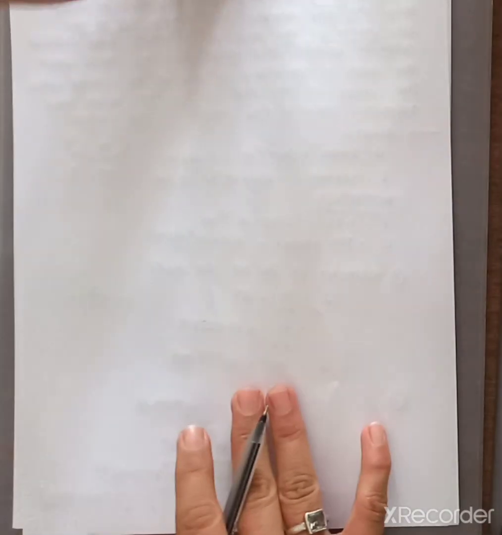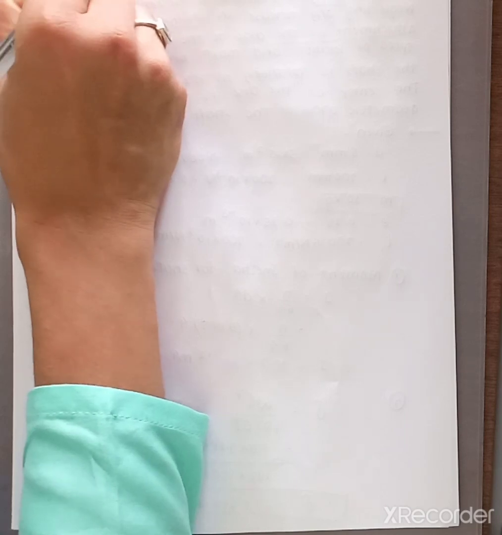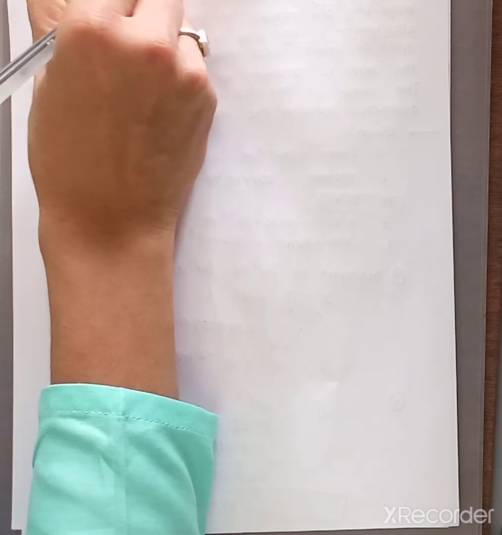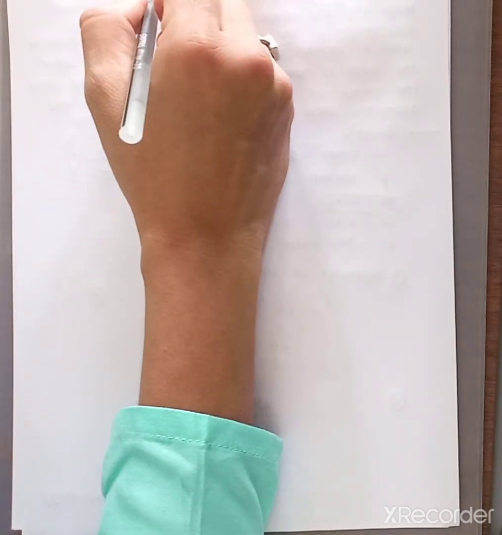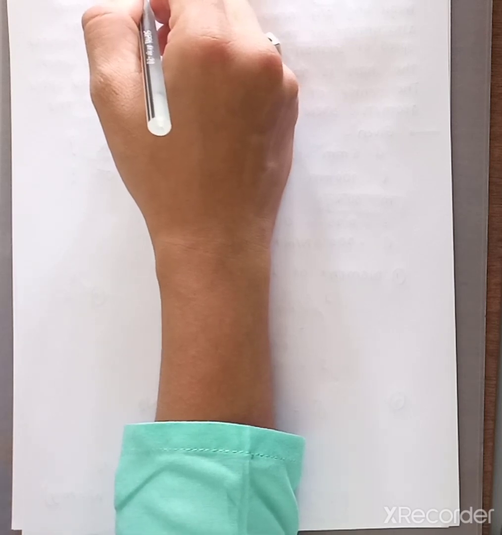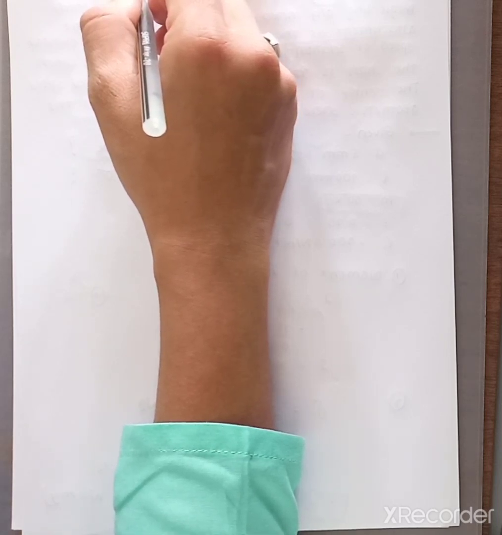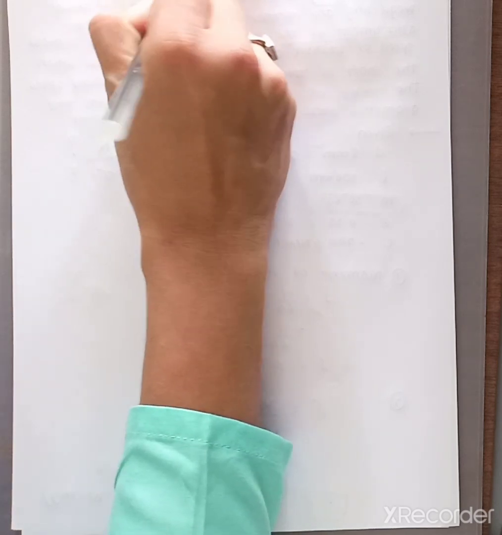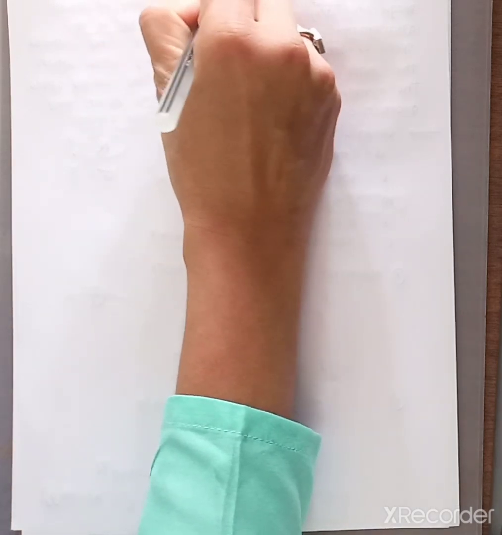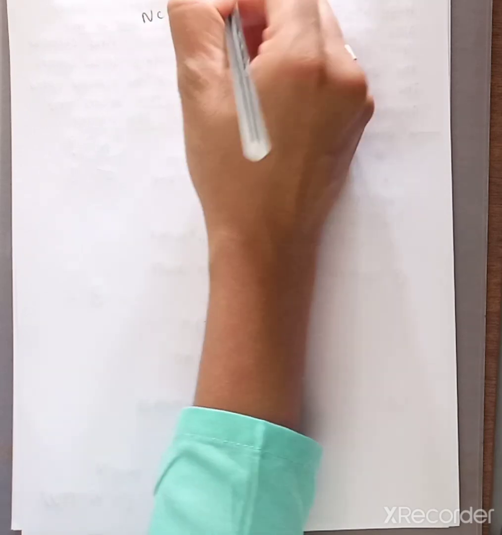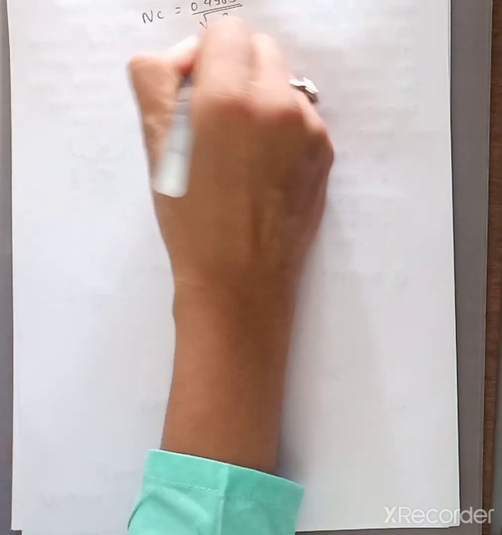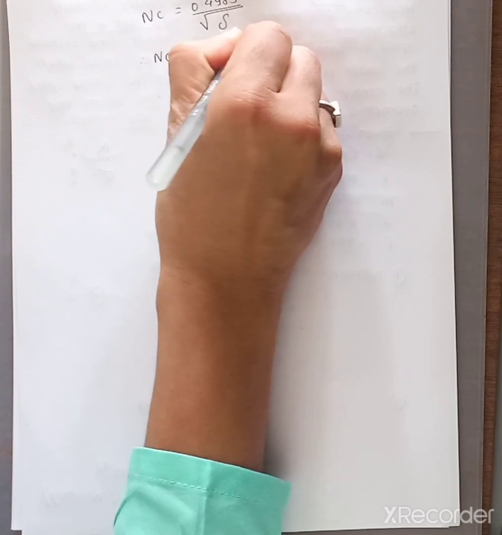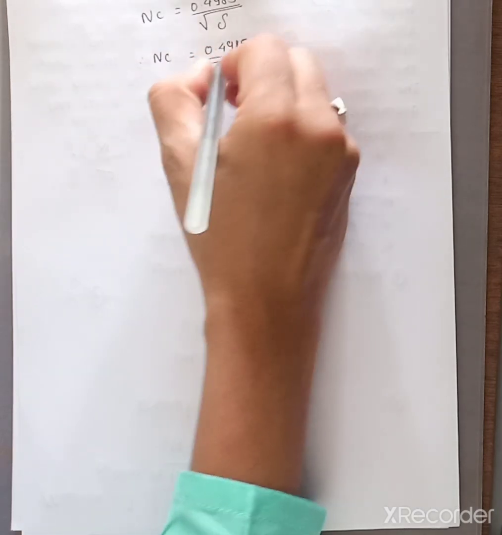Third, critical speed. What is the formula for critical speed or natural frequency of translational vibration? We will take NC is equal to 0.4985 upon the square root of static deflection. Therefore NC is equal to 0.4985 upon, what is the value of static deflection?